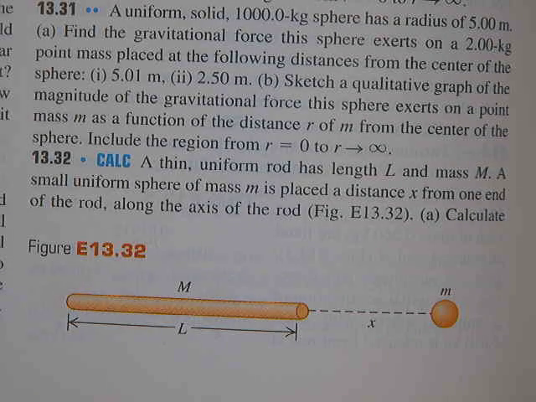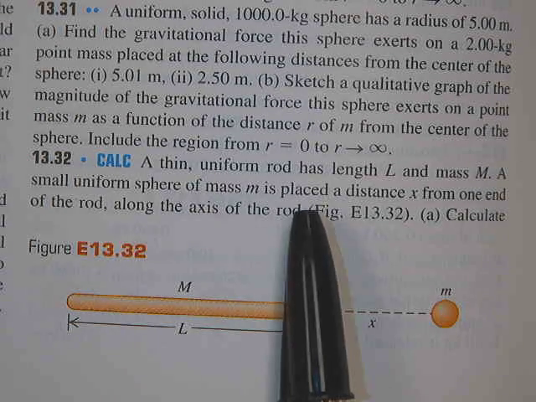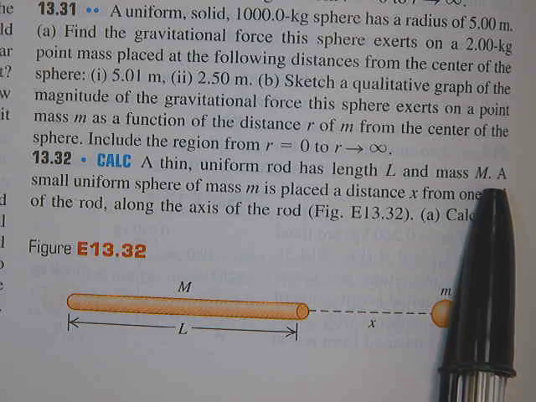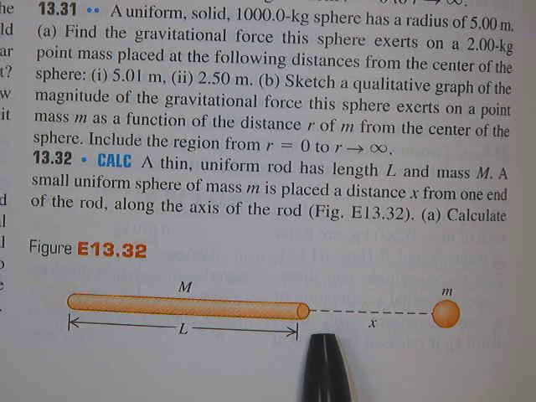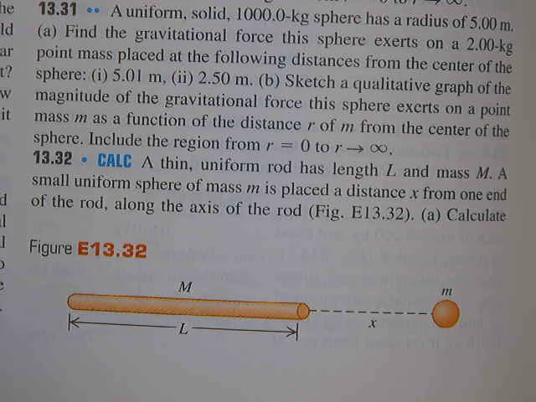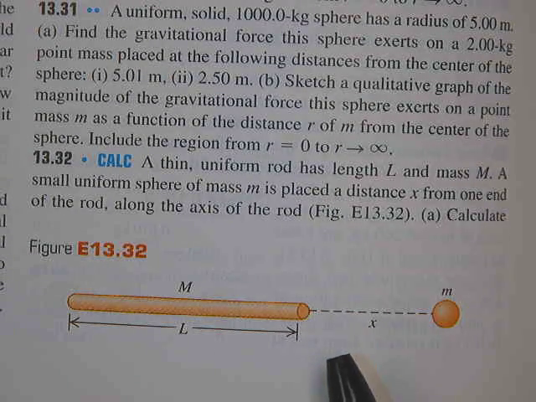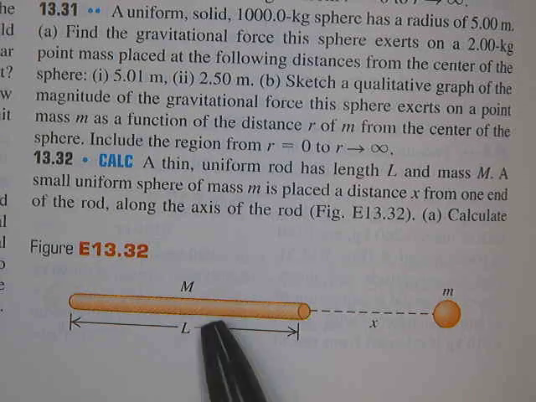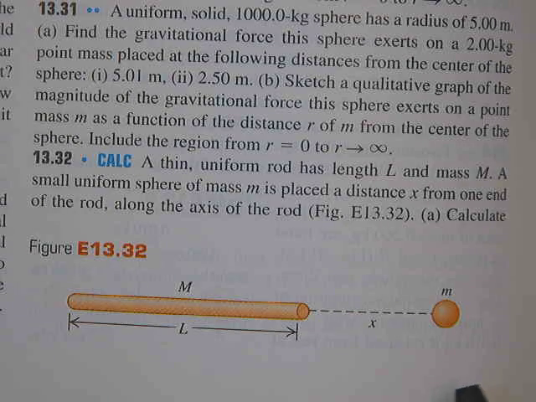Today we are doing problem number 1332 on computation of gravitational force. A thin uniform rod has length L and mass m. A small uniform sphere of mass small m is placed at distance x from one end of the rod along the axis of the rod. The problem we are doing today is to calculate the gravitational interaction force between the rod and this small mass, which we can treat as a point mass. Okay? All right. So that's the problem.